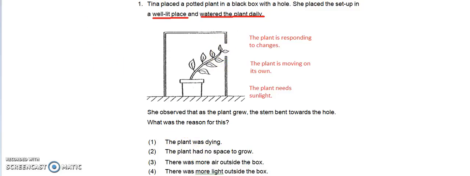So let's take a look at our options. The plant is dying. Well, that is not the right reason. Option 2, the plant had no space to grow. This is also not the right reason, as the plant has plenty of space to grow in. Option 3, there was more air outside the box. Well, as we have discussed, the plant's movement is not because it has not enough air, but rather it needs sunlight. So answer is option 4. There was more light outside the box. So answer is 4.